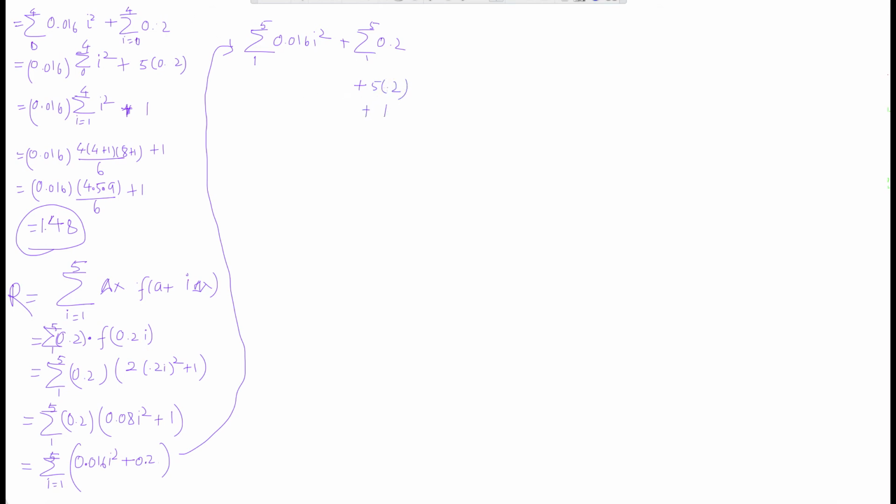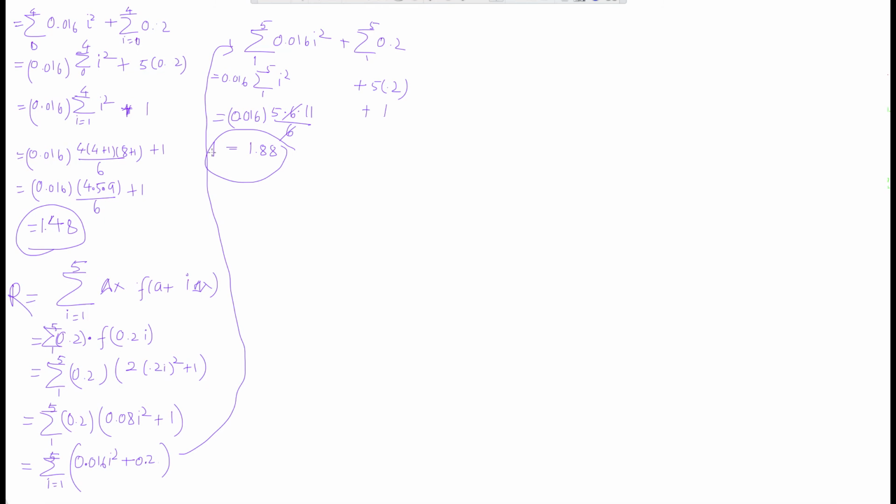You see that? And for the first one, you can pull 0.016 out, and then do the sum of i squared from 1 through 5, right? What is the formula for the sum of i squared? It is n times n plus 1 times 2n plus 1 over 6. So what is n? n is 5. So 0.016, and then 5 times (n plus 1, which is 6) times (2n plus 1, which is 11) over 6, and then plus 1 there, right? So what do you get? If you simplify this, you cancel 6 and 6, and your answer will be 1.88.